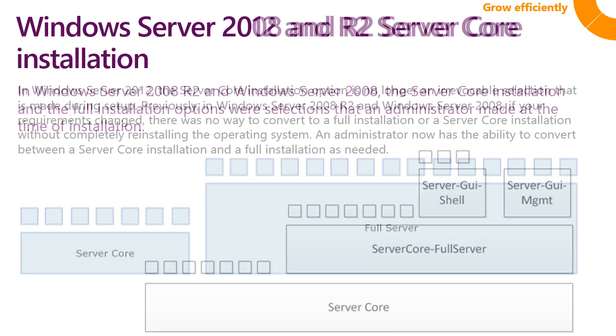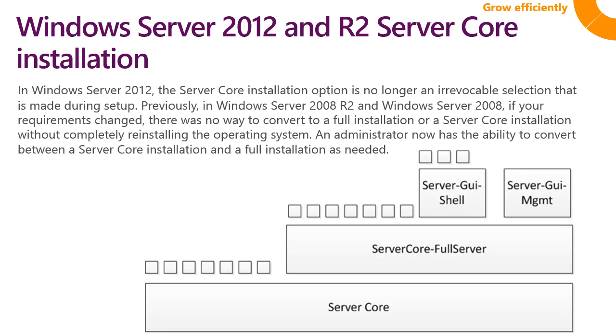So with Server 2012 and R2, what we've now got is the ability to have the server core with the GUI shell and the GUI management components separated out, and then we can add them in as we need them. So what this means is that we can take advantage of this modularity. The server GUI and the server management tools are now features that you can add and remove using Server Manager. You can use PowerShell, or if you like working at the command line and you're used to the DISM tool, you can also use DISM.